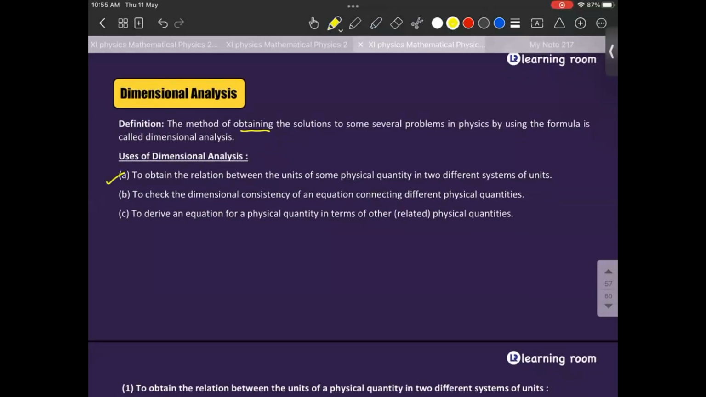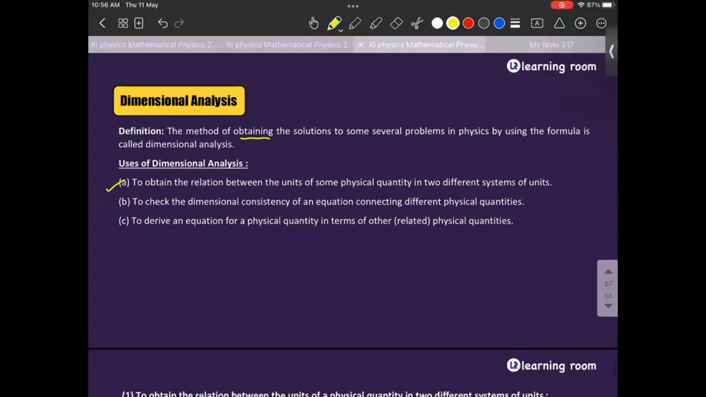Physical quantity in two different systems of units. So it will help me to understand how to obtain the relation between the units of physical quantities which are measured. See, you have the same physical quantity, but their units are measured in terms of two different systems of units. One is measured in CGS, one is measured in SI, for instance. So at that time, I can use dimensional analysis.